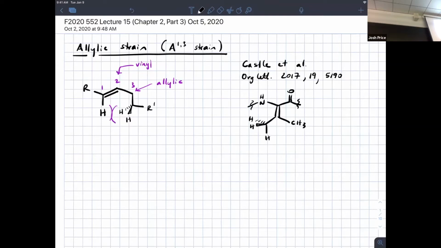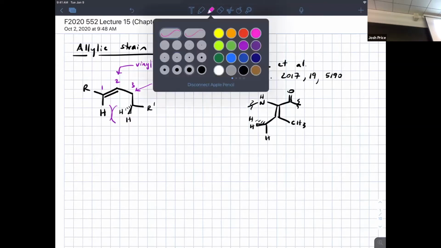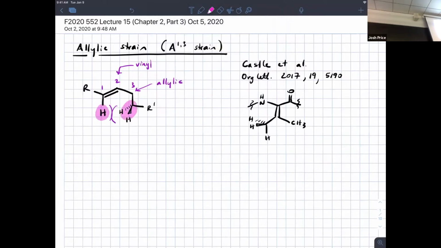This is strain between, compare it to what we've got over here, a vinylic group and an allylic group. The vinylic group is here, the allylic group is here. Depending on the structure of the dehydro amino acid, you've got allylic strain on both sides, and that constrains the freedom of this amino acid. And Dr. Castle's lab has demonstrated that it fits pretty well in specific secondary structures like beta turns, and also can enhance the resistance of a peptide to proteolysis, all because of this little thing called A13 strain.